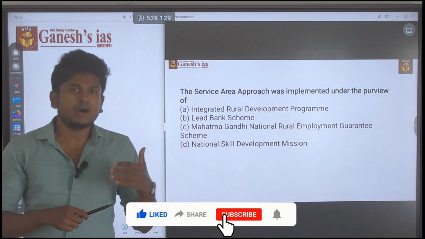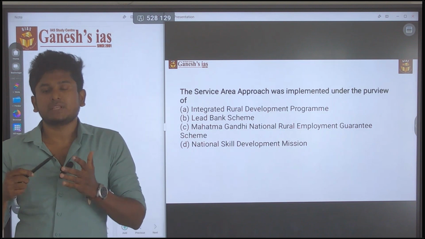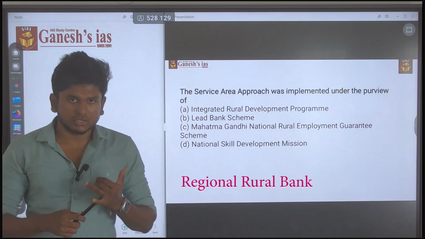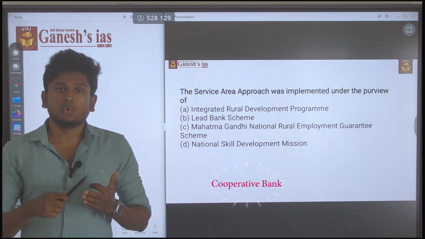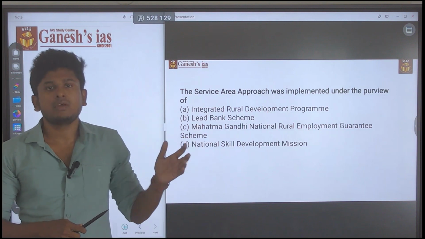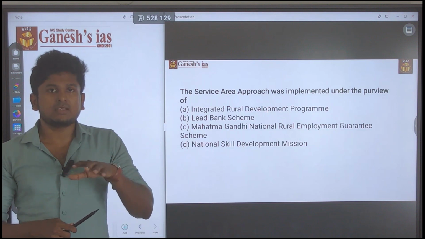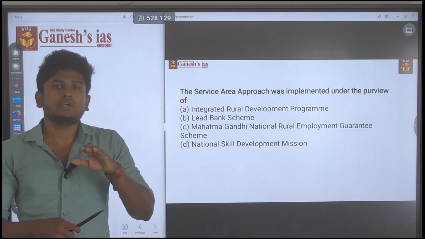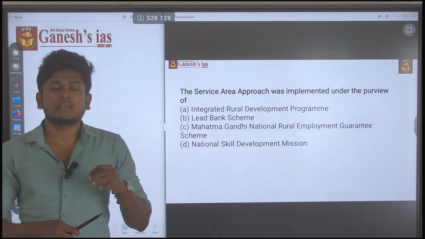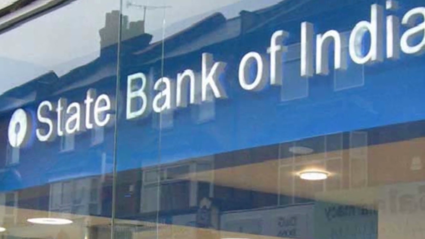For that, the Government of India did a lot of things to increase financial inclusion in rural India. They created regional rural banks, small finance banks, and cooperative banks. In such a manner, they created the lead bank scheme also. The lead bank scheme means that if a district consists of around 20 to 25 villages, the RBI will designate any one bank as a lead bank. Consider that it is SBI. They designate SBI as the lead bank in that district.